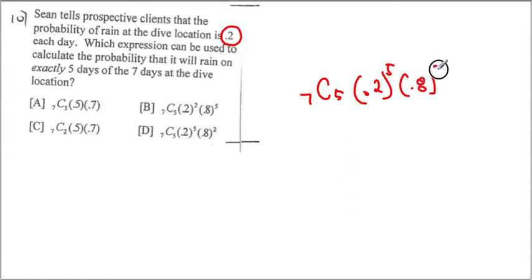Number 10. The probability of rain is 0.2. It will rain on exactly 5 days out of 7 days. So we're looking at out of 7 days, we are selecting 5 days. It will rain on 5 days. That means we are looking at 0.2, the probability of rain, which has to be accompanied by the number of rainy days. Then 0.8 has to be accompanied by the rest. So this becomes our answer, which is choice D, it seems.